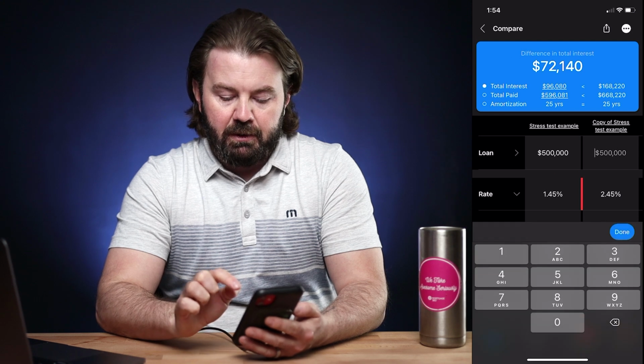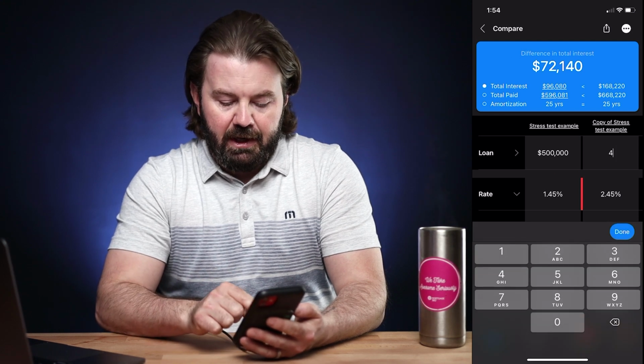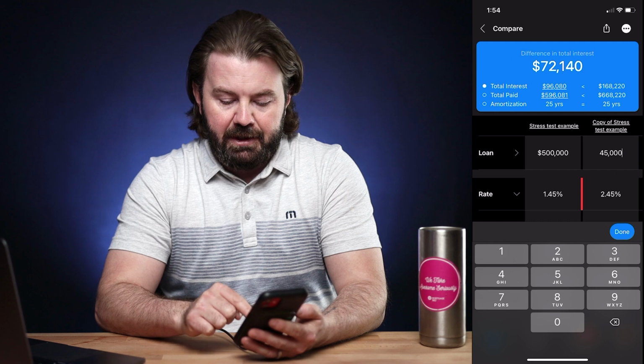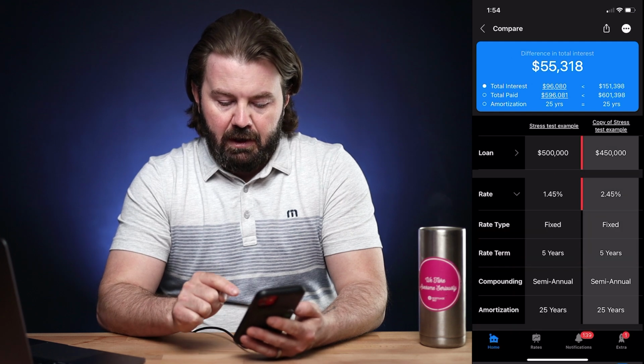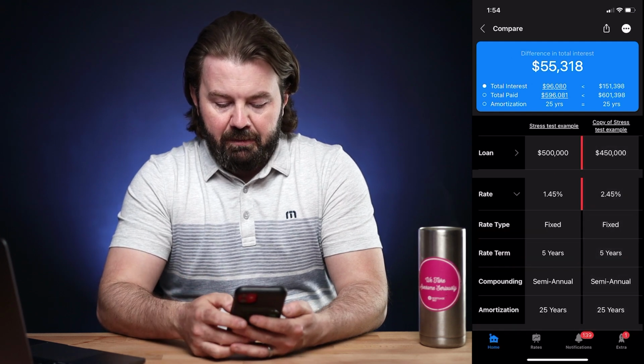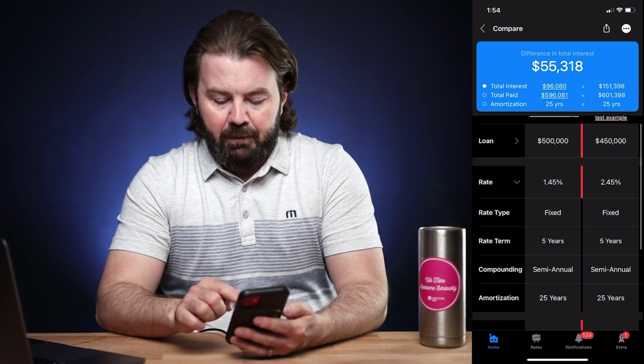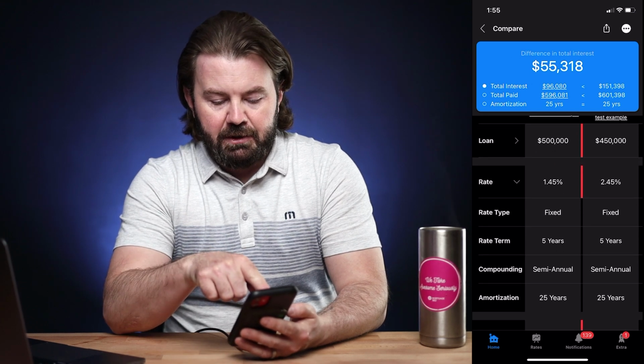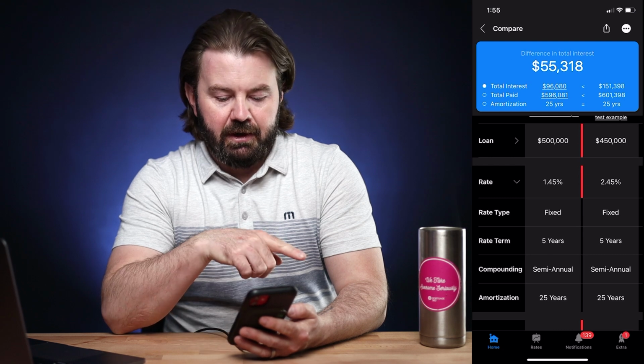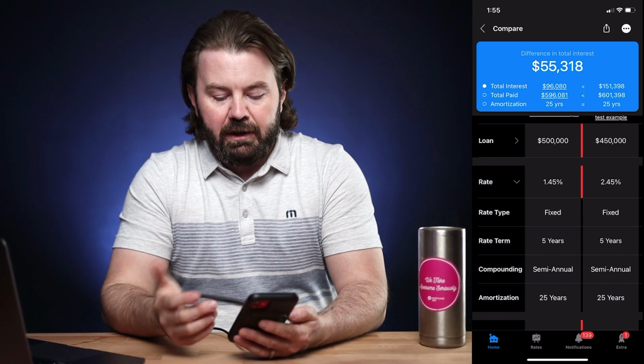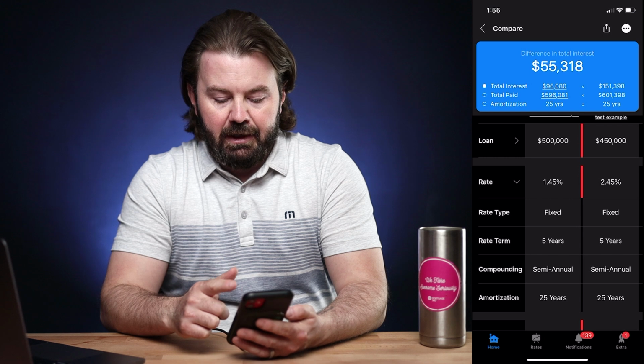Now, what we want to do then is we want to adjust our payment or our mortgage amount down by 10%. And what you can see is once we make those changes, the total interest cost, which is that number at the top, $55,318, is about equivalent to the difference in the amount that we adjusted.